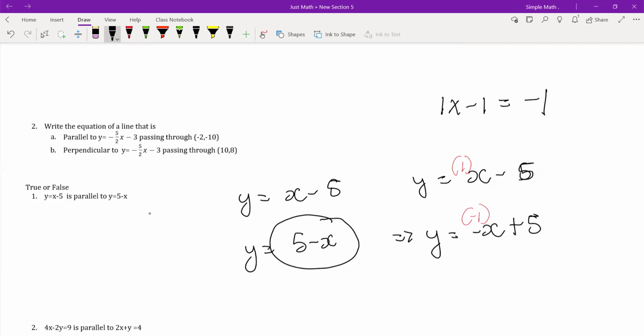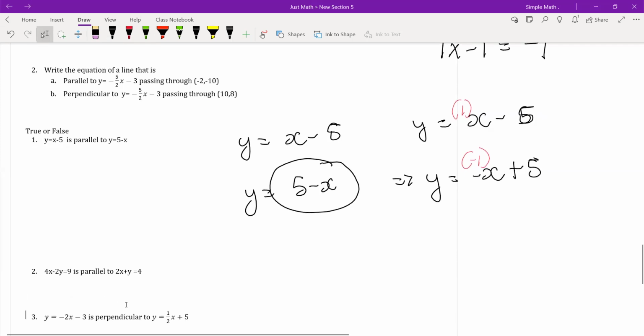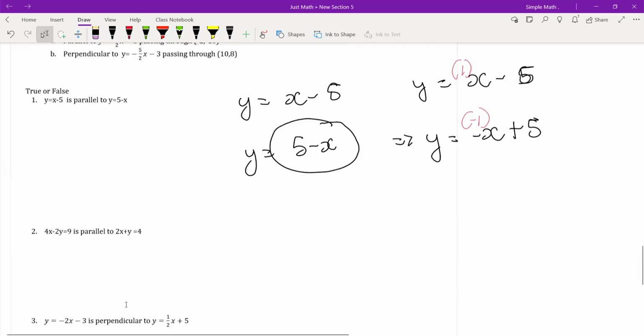All right. Let me answer number 2. 4x minus 2y equals 9 is parallel to. So you can see now these are in standard form. For them to be parallel, you know that the slopes are equal, right? So yeah, the slopes are equal, and we can actually get the slopes directly.